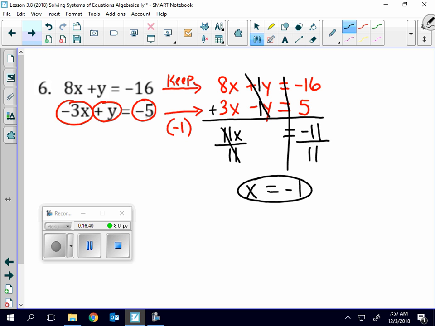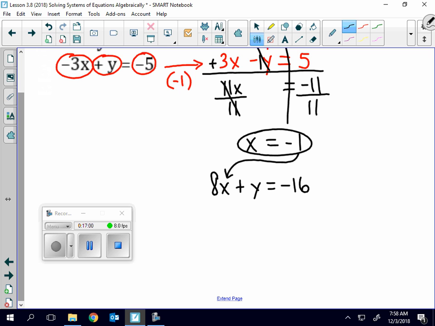Okay, once you have x, find y. It doesn't matter which one you use. I'm going to go ahead and use the top equation. If you want to use a different one to see if it comes out the same, go right ahead. So 8x plus y equals -16. I'm going to plug in the -1 for the x. 8 times -1 plus y equals -16. This is -8 plus y equals -16.